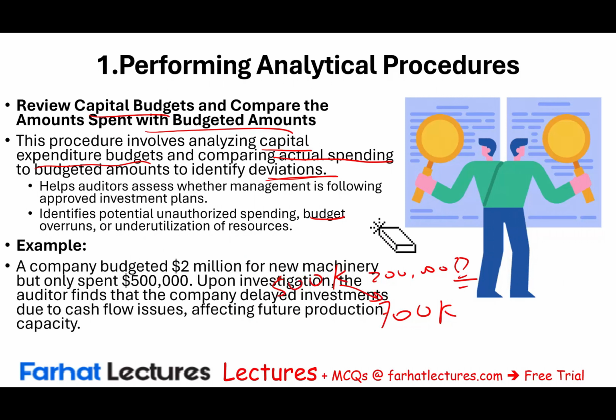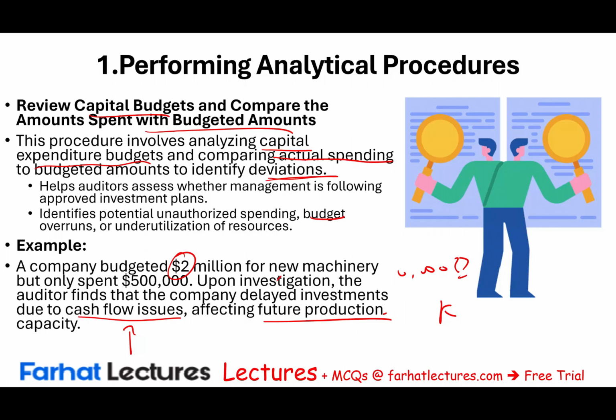A company budgeted $2 million for new machinery but only spent $500,000. Upon investigation, the auditor finds that the company delayed investment due to cash flow issues, affecting future production capacity. That's fine. They budgeted two million, they spent $500,000. We just want to make sure that they did not buy anything that was not recorded. You want to make sure they only spent $500,000. There's a huge difference between what they said they were going to spend. But if they have cash flow issues, we would know this from the cash account.